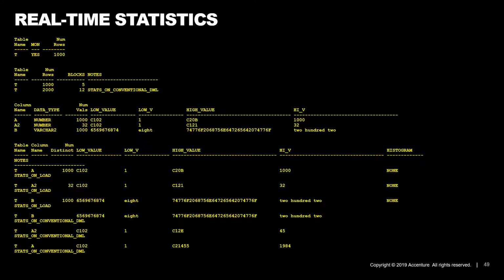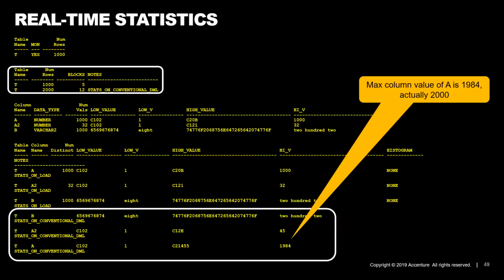So now I've done the second insert and I flushed the monitoring information to disk. You can see that I've got my conventional statistics with 1,000 rows and my real-time statistics that say I do now have 2,000 rows in the table. Quite right. It's picked up that the maximum column value of A has changed. It thinks it's 1984 because it hasn't captured every row that's come past, but of course it's actually 2,000.